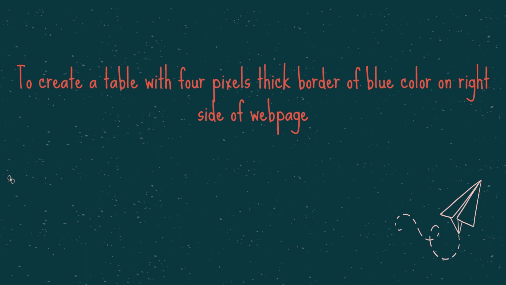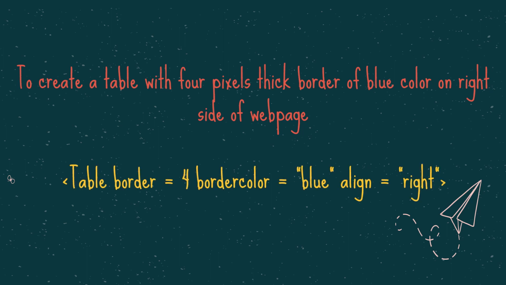So for that purpose we will use table border equals to 4, bordercolor to specify the color of border as blue, so bordercolor equals to blue, align equals to right to display the table on the right side of the web page.